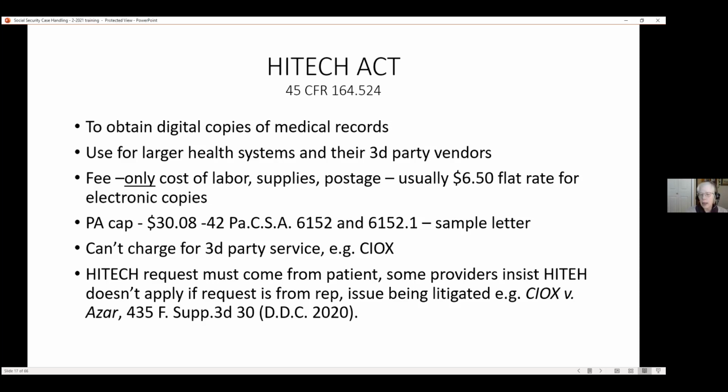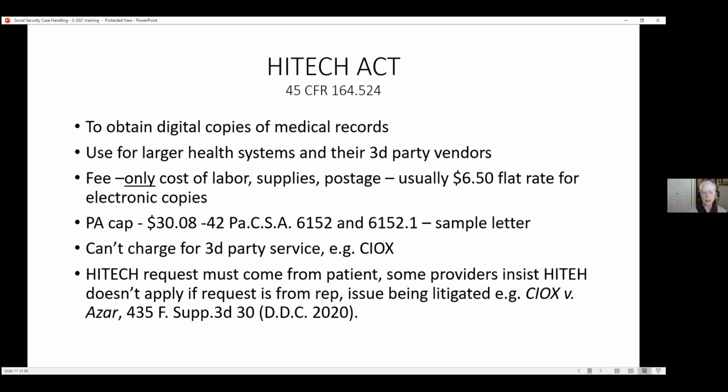Third, CIOX is one of those copy services that medical providers use, like Reading Hospital uses CIOX. If I request records in Reading Hospital, CIOX is going to actually be the one that provides it. The question that's being considered right now is, does the HITECH request have to come directly from the patients, or does it not apply if the request is from the representative?